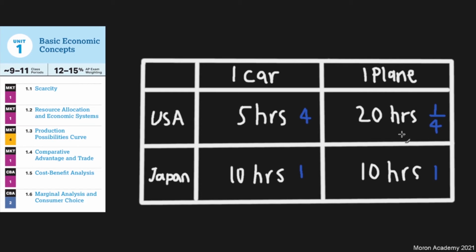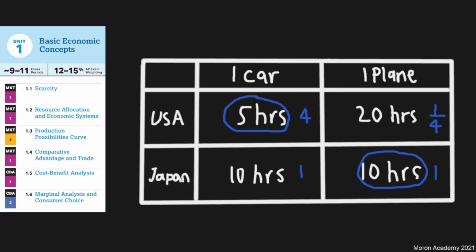In this case, we look at the numbers. Obviously, if this was an output question, we would choose this one, because it's 1/4 and 1 compared to 4 and 1. But this is an input question. You should be thinking the opposite. So basically, more is better here. So it should be 4 and 1. So it would be USA specializing in cars and Japan specializing in planes, once again.